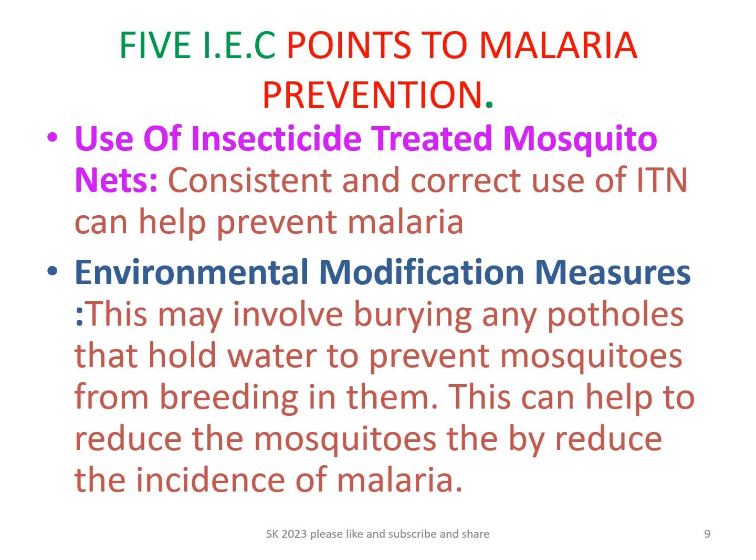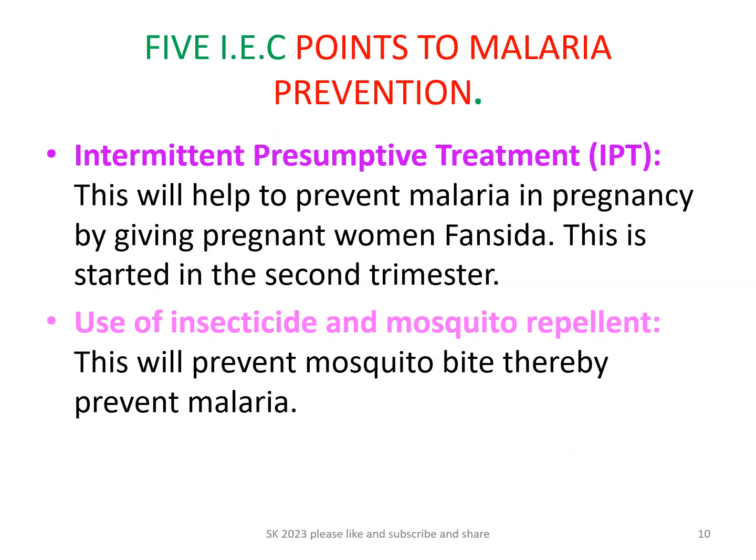Environmental modification, it was also heading number 2 in our risk factors. Here you are just going to say the opposite. It involves barring of any potholes that hold water to prevent mosquito breeding, thereby reducing mosquitoes and the incidence of malaria. Okay, you've seen how easy it is to come up with your IEC points on prevention if you know your predisposing or risk factors.